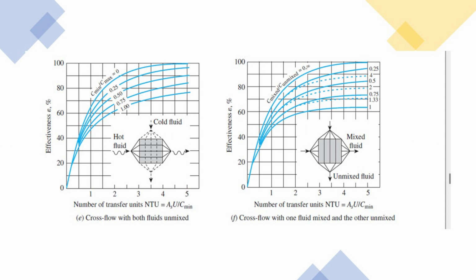Figure E is for the cross-flow heat exchanger with both of the fluids unmixed, and figure F is for the cross-flow as well. However, only one fluid is mixed and the other fluid is unmixed.